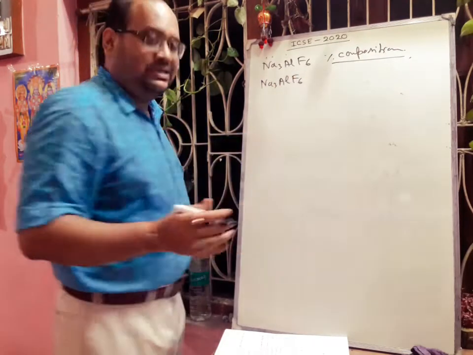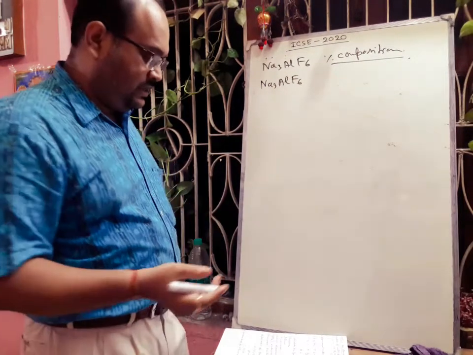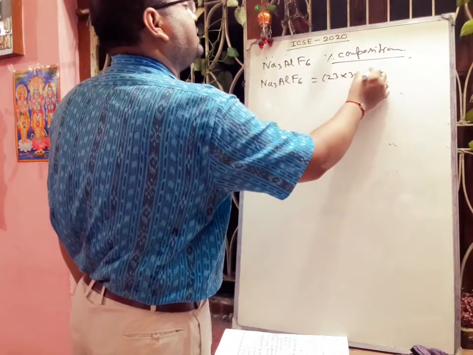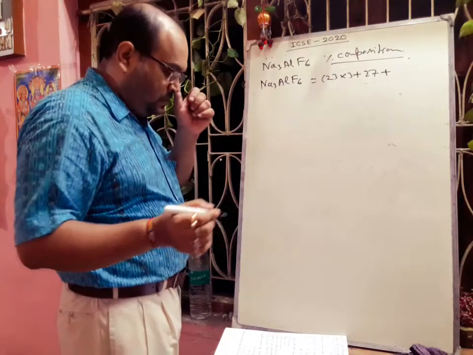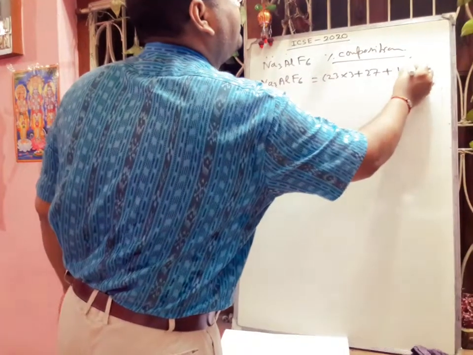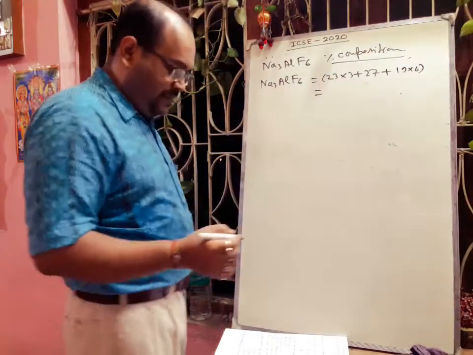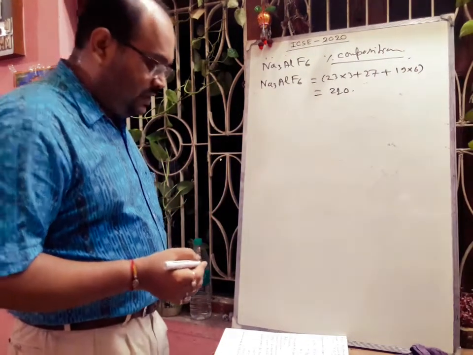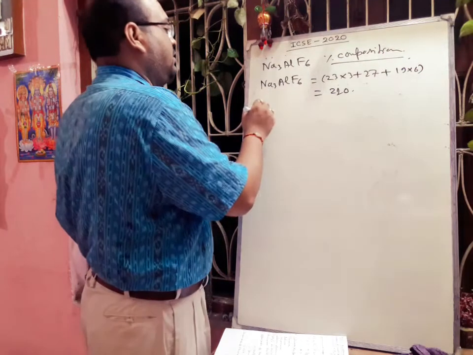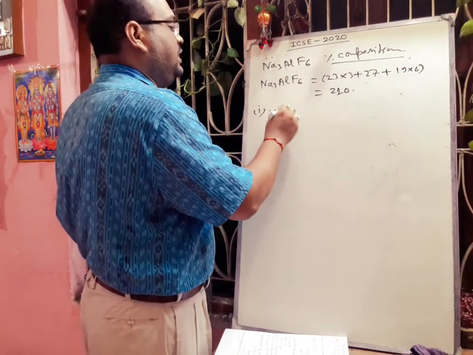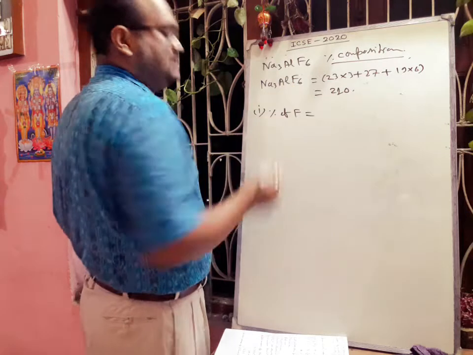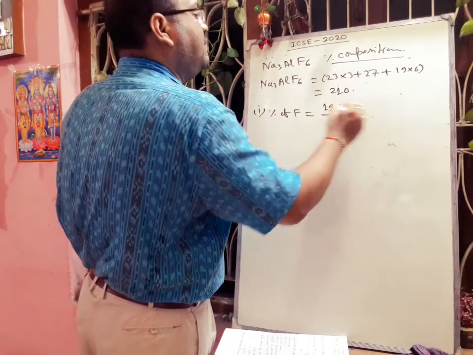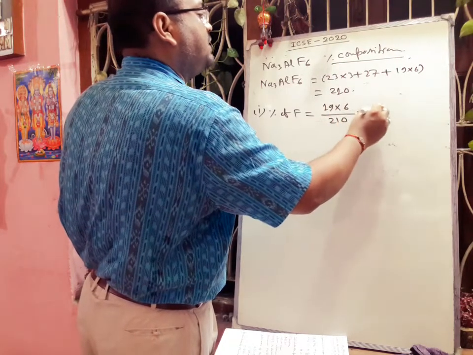So here all atomic weights are supplied. Sodium is 23 into 3 plus aluminium 27 plus fluorine 19 into 6. If you calculate, you will get the value 210. So one by one we will calculate the percentages. First one is fluorine. So percentage of fluorine, how many fluorines are there? 6. So it will be 19 into 6 divided by 210 into 100%.